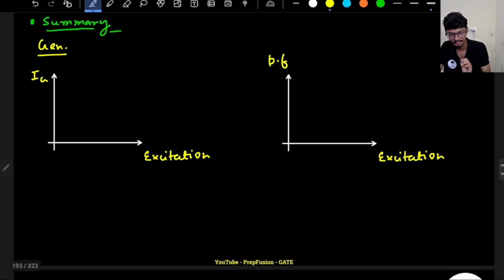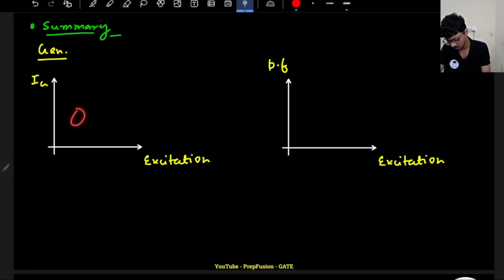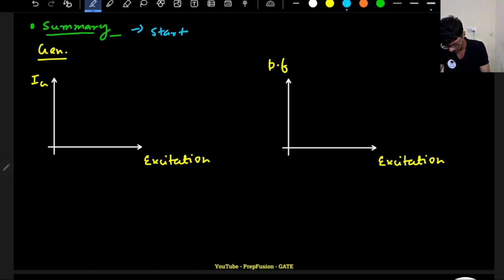So let's understand a few things. One thing I know for certain, that the current diagram, initially we will start with some very low power factor, right? Zero power factor. I don't know whether it is leading or lagging. So how to remember the graphs? Starting point is low power factor. That is for certain, either leading or lagging, right? Low power factor means cos theta will be very low.